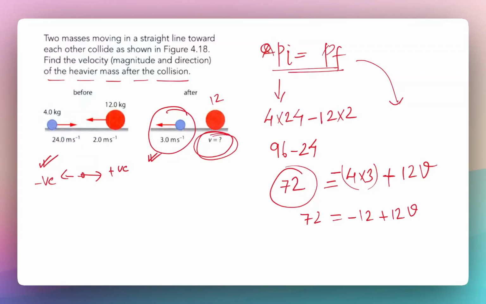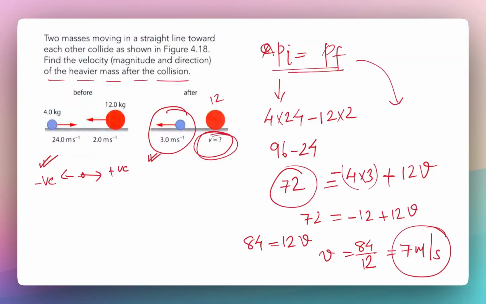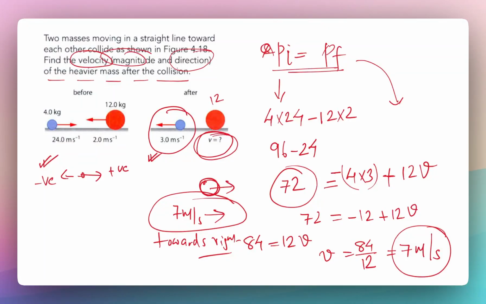Equal to 72. Now this will go on that side, add up, and we'll end up with 84 over 12. So my v is going to be 84 by 12, and that is equal to 7 meter per second. This is a positive number, which means the heavier mass is moving towards the positive direction. So this has a velocity v of 7 meter per second, towards right. Whenever they're asking for the velocity, we have to provide the magnitude as well as direction. The magnitude is 7 meter per second, and the direction is towards right, and that will be our final answer.